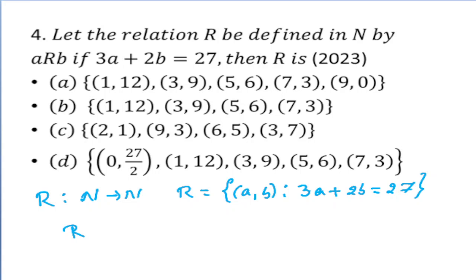Clearly, see, when you solve these kinds of problems, the domain and codomain which they have given for the relation is very, very important. First go with the domain and codomain. Here both are the set of all natural numbers. Now here option A and option D, directly you can eliminate. How can we eliminate directly?